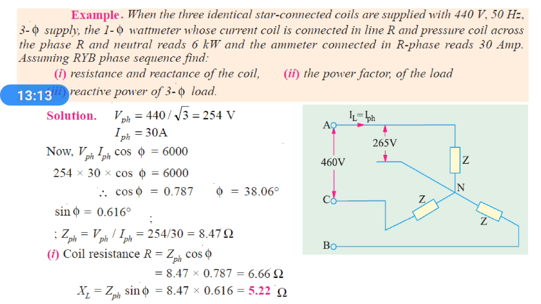Next problem. When 3 identical star connected coils are supplied with a 440 volt 50 Hz 3-phase supply, the single phase wattmeter whose current coil is connected in line R and pressure coil across phase R and neutral reads 6 kW, and the ammeter connected in R phase reads 30 ampere. Assuming RYB phase sequence, find: first, the resistance and reactance of the coil; second, the power factor of the load; third, the reactive power of the 3-phase load.